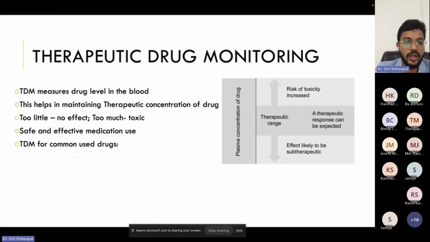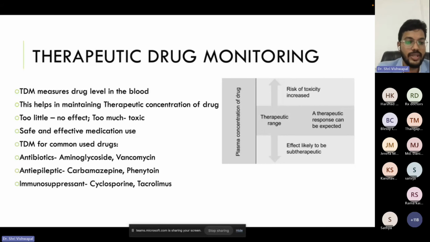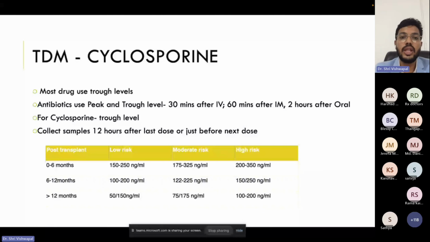And TDM for some common drugs is listed here: antibiotics, aminoglycosides, vancomycin; antiepileptics, carbamazepine and phenytoin; immunosuppressants, cyclosporin and tacrolimus. Before going to TDM of cyclosporin, we'll be checking trough and peak levels in TDM. For certain antibiotics, we'll be checking both peak and trough levels, but for most of the drugs we'll be checking only the trough levels. For cyclosporin, this is a trough level, and for trough level collection, the sample should be collected either 12 hours after the drug has been infused or just before the next dose is administered.